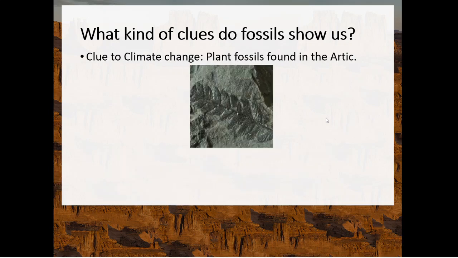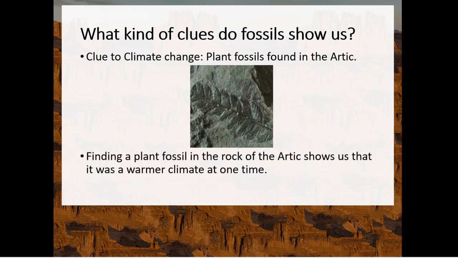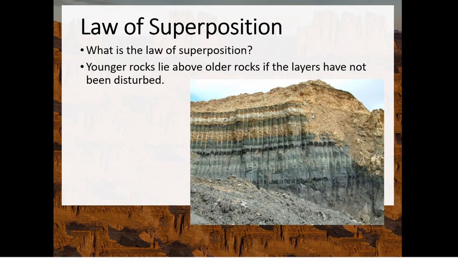What are some other things they might show us? Clues to climate change, such as plant fossils found in the Arctic, which is super cold, where plants don't grow anymore. Finding a plant fossil in the rock of the Arctic shows us that it was a warmer climate at one time. And this is a picture of an actual plant fossil.